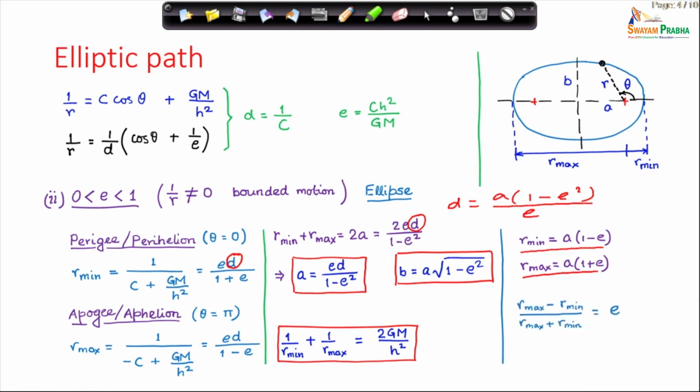And if you take the ratio R max minus R min by R max plus R min, that is E. These are all relations that I am showing you, which can be derived once you know the fundamental solution. Only this B is equal to A into root 1 minus E square needs to be remembered, and this comes from geometry.